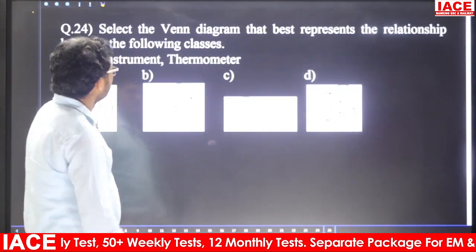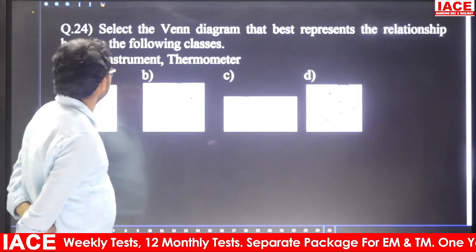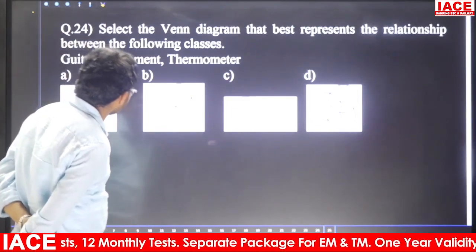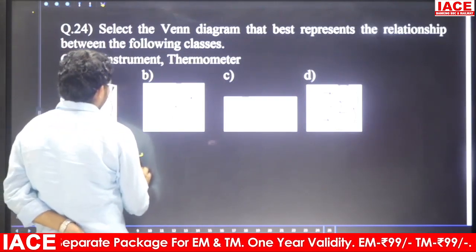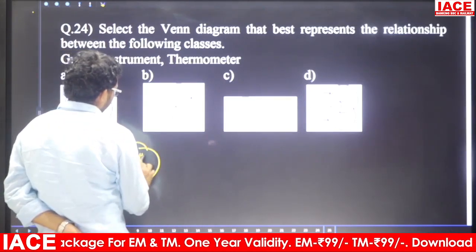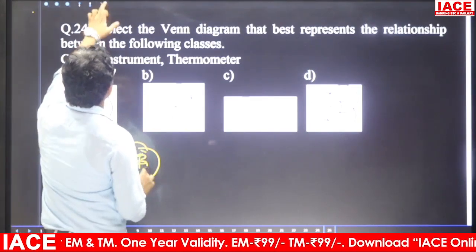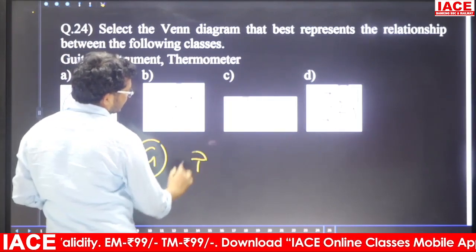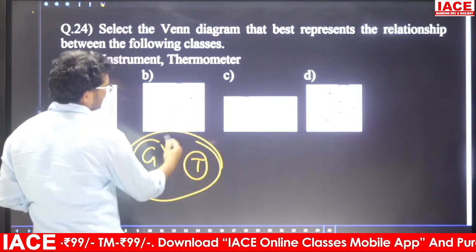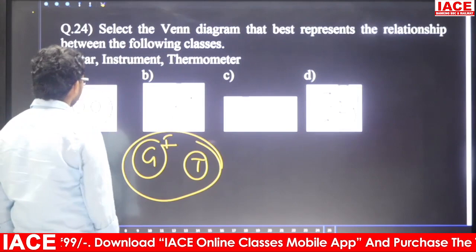Question number 24. Select the Venn diagram that best represents the relation between the following classes: guitar, instrument, thermometer. Now friends, take here. A guitar is different. Thermometer is different, but both are instruments. So the answer is option A.